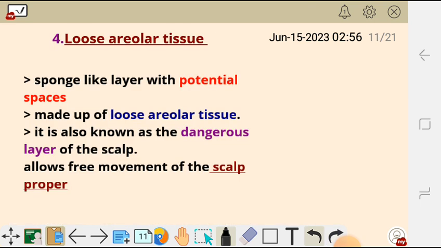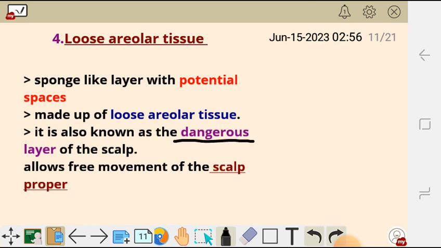Okay, so the fourth layer is the loose areolar tissue. The loose areolar tissue is simply a sponge-like layer with potential spaces, and it is made up of loose areolar tissue itself. Then from there, this layer is also considered to be a dangerous layer of the scalp. Why?